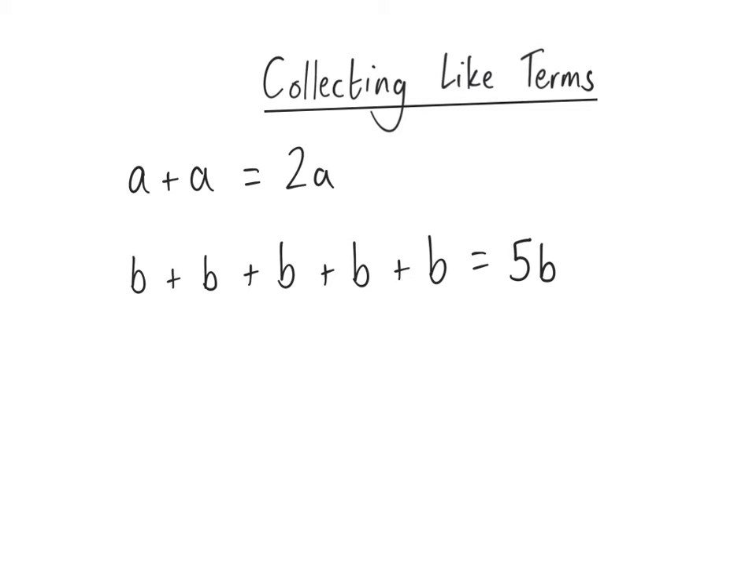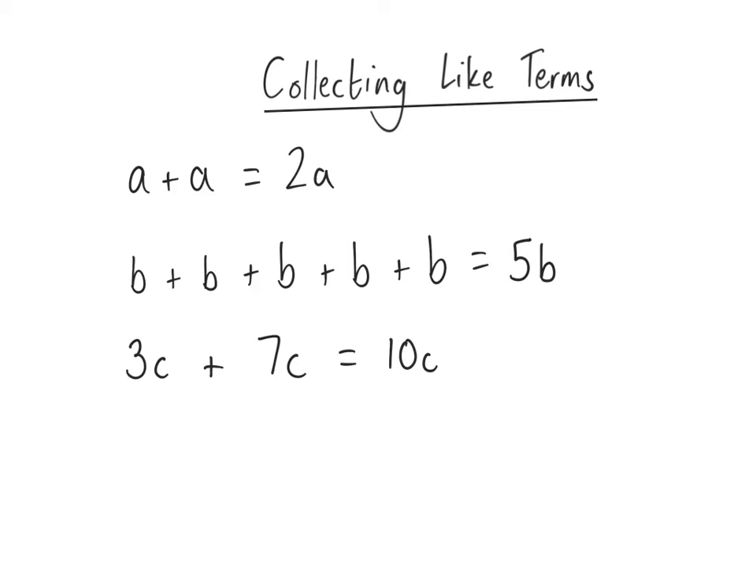What do you think 3c add 7c simplifies to? That would simplify to 10c, because we have 3 lots of c and another 7 lots of c, so altogether we have 10 lots of c.